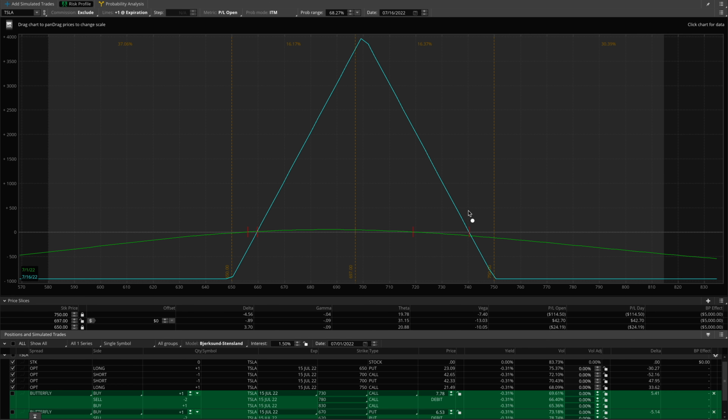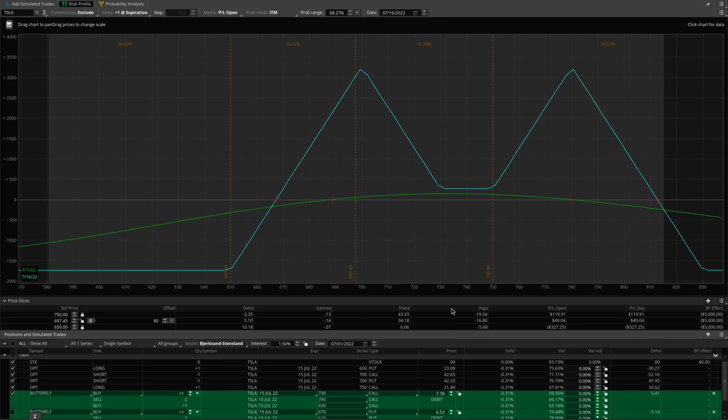However, if Tesla was to get that high up, I will not just sit there and hope it comes back down into the 10. That's when you can make the adjustment I was talking about earlier. This is just one example of an adjustment that can be made by opening up a long call butterfly.